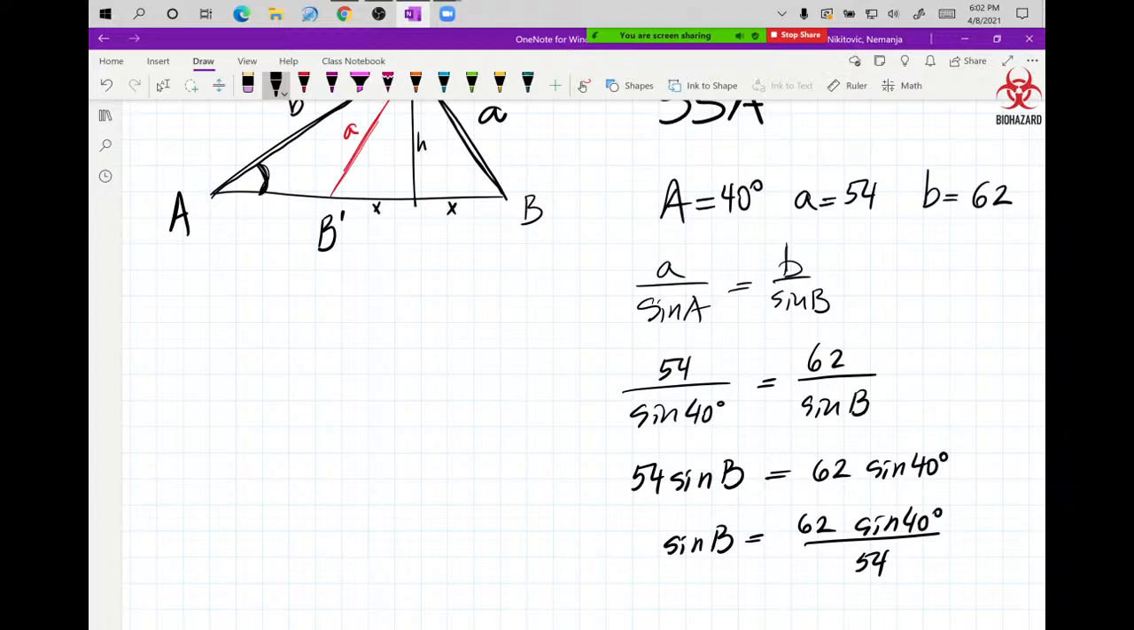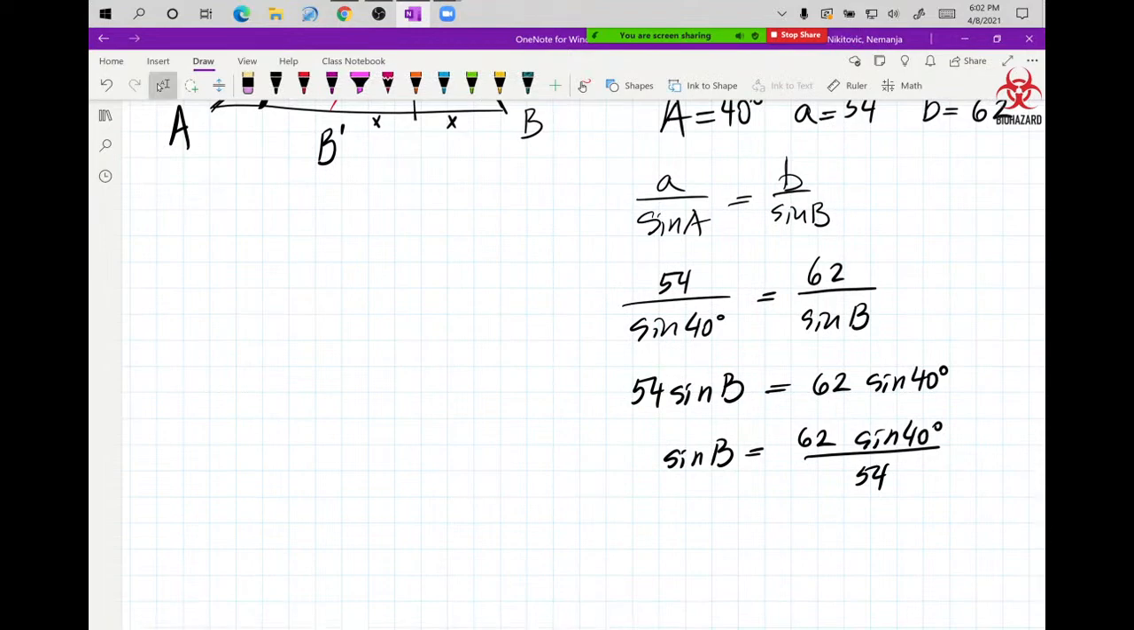And this number better be between -1 and 1. Or in this case, 0 and 1 because it's positive. But it can't be more than 1. If you get more than 1 here, you're doing something wrong. Sine function cannot have the range bigger than 1, right? The range for sine function is -1 to 1. Now, luckily, we have that exactly, which is 0.738.